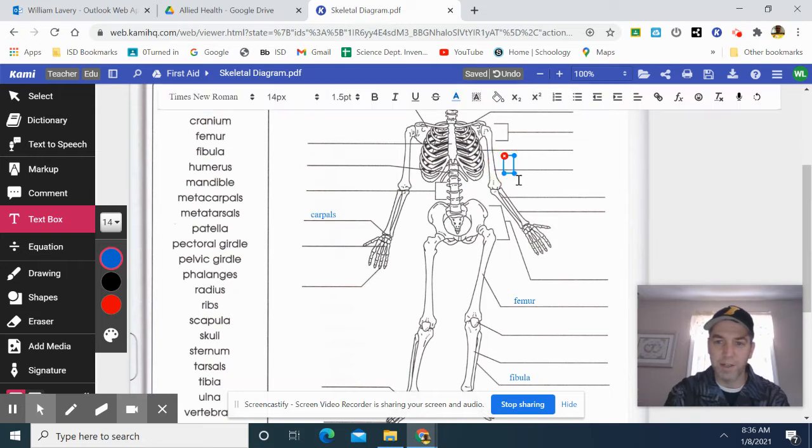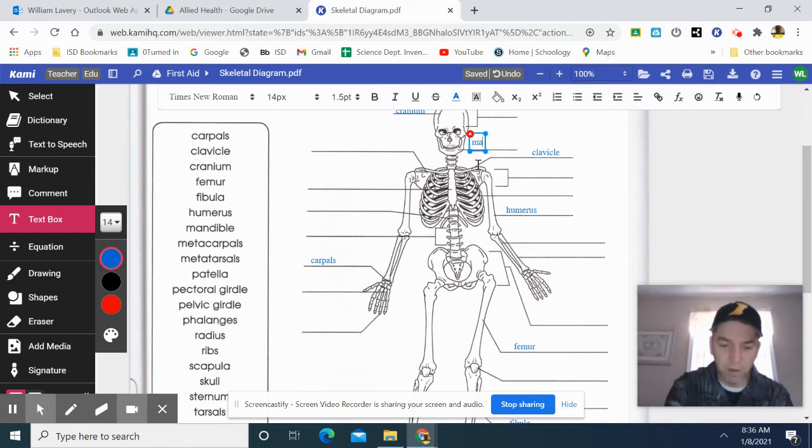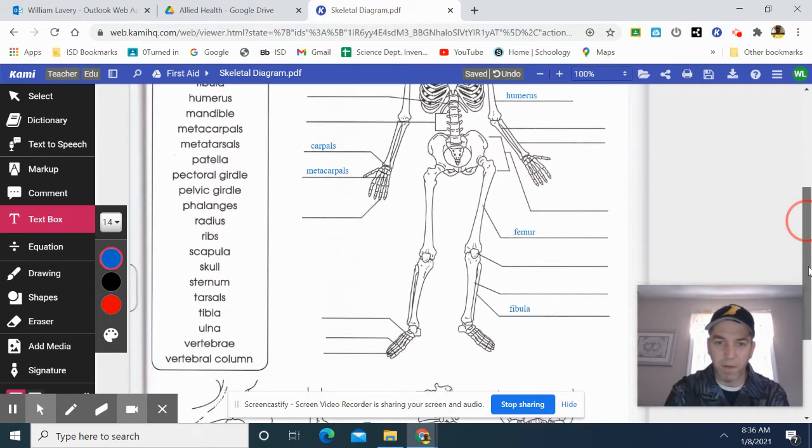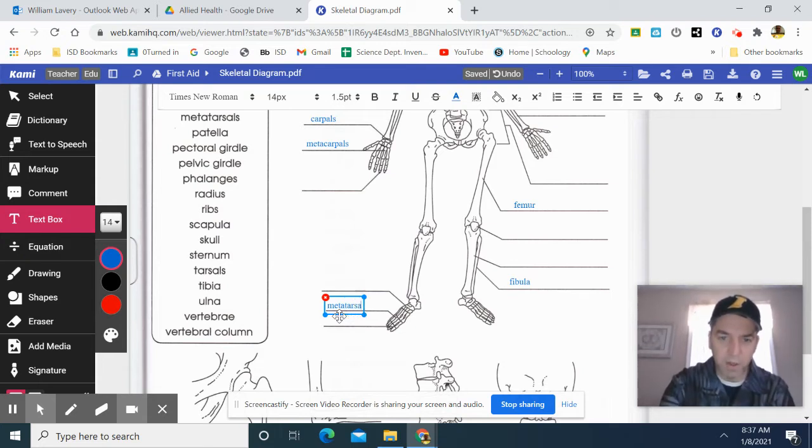Your humerus is your upper arm bone. And sometimes you might hit your funny bone, and that sucks. Your mandible is your jawbone. Your metacarpals, meta means middle, are your palm bones. Your metatarsals are very similar to your metacarpals. They're the arch of your foot, the bones in the middle of your foot. That's what meta means. So metatarsals.